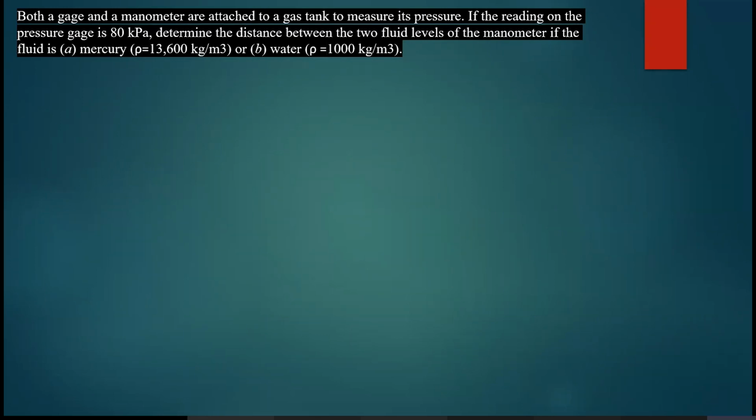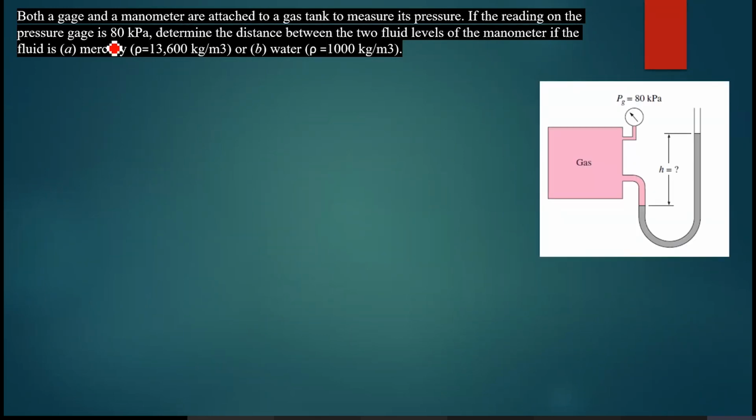Now, moving on, we have another example. You have seen these examples and solved them. We are just looking at how EES could help us evaluate the problem. Both a gauge and manometers are attached to a gas tank, and the reading on the gauge is 80 kilopascal. Determine the distance between the two fluid levels of the manometer if the fluid is mercury with this density in part A, and if it is water with this density. If 80 kilopascal is shown at this point, you would also have a pressure of 80 kilopascal here. Remember 80 kilopascal.